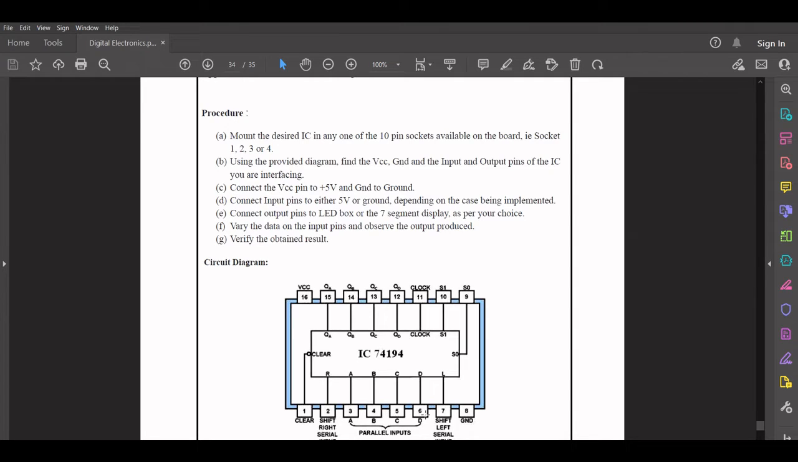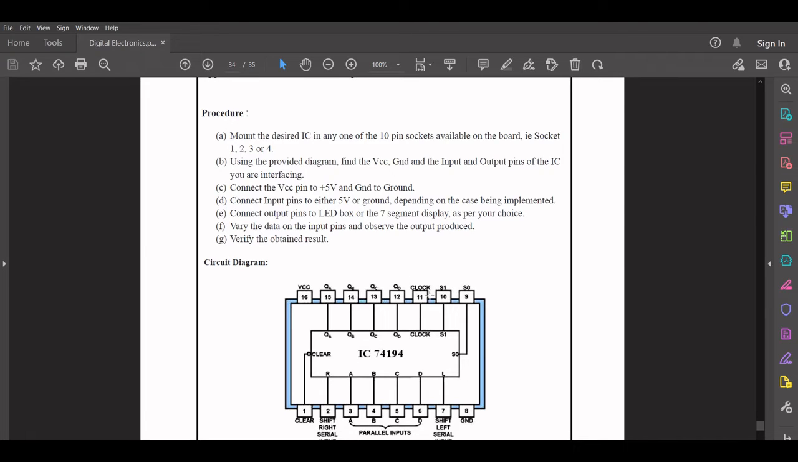These four pins over here, A, B, C, D, denote the inputs, and they can be connected either to plus 5 volts or to 0 volts depending on what your input data is. Then on this side you have pins 12 to 15 denoting the output. These pins will be connected to the LED box, and once these connections are done, you can see the bits moving from one direction to the other.